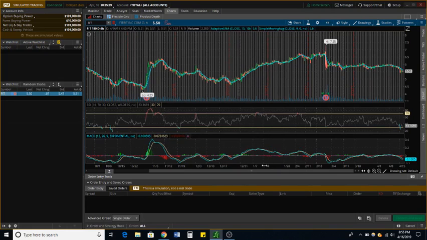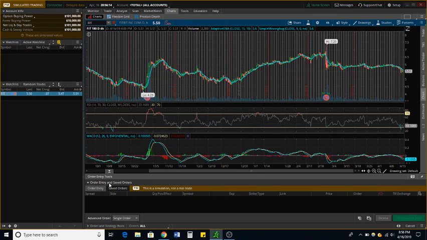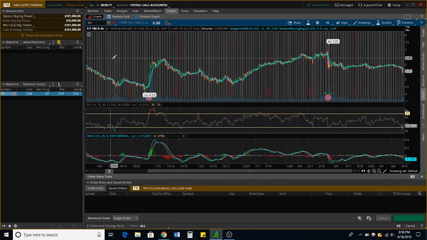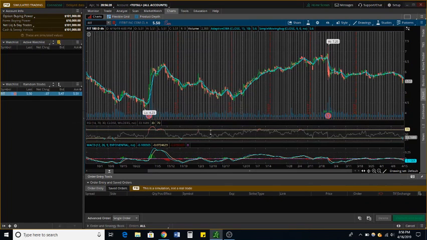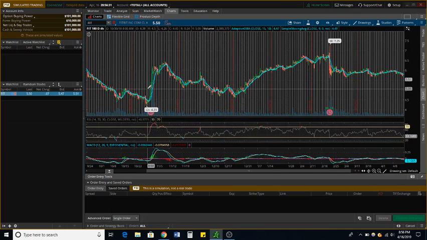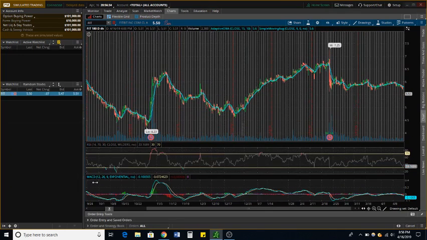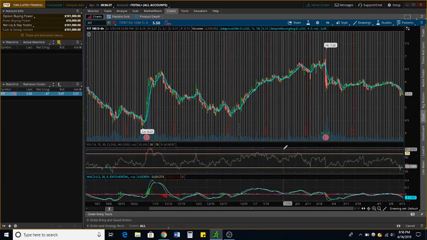Okay, so we got our studies in. Let me see if I can make this a little bit smaller so that it's not in the way. I'm not exactly sure how to get rid of that, but it's whatever. Actually, I would like this to be a bit bigger, just to help me see better. There we go. That's better. Now I have an RSI and my MACD, so that's great.